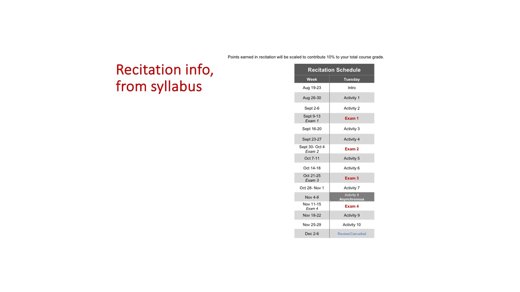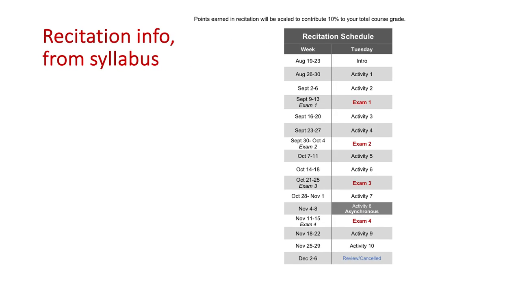This is the recitation information or the schedule from the syllabus. I just wanted to highlight a few things here. Again, the first week is just an intro, not graded. Activities 1 and 2, that's where we start grading things, weeks 2 and 3. Exam week 4. Activities weeks 5 and 6, etc. Exam week 7. You can kind of see we do about 2 activities, then take an exam.